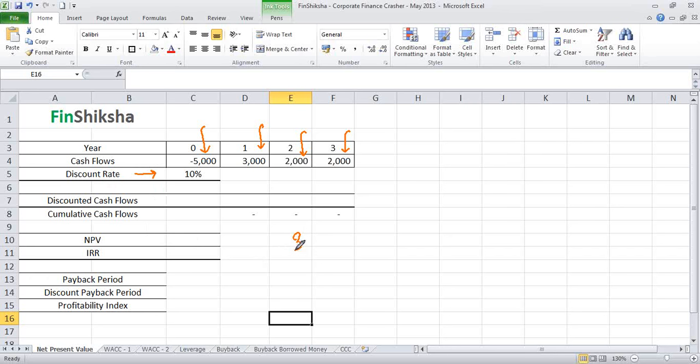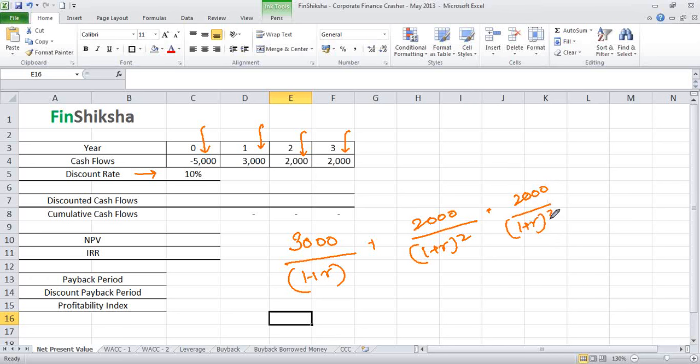Now, what will be the NPV? It is just the discounted cash flows and the sum: 3000 by 1 plus R, plus 2000 by 1 plus R square, plus 2000 in the third year by 1 plus R cube. This will give you the total present value of the cash flows you will generate out of it. Subtract 5,000, which you have already put in, and you will get a sense of whether you are making money on this project or not. R is given as 10%. Let's try and solve for this.